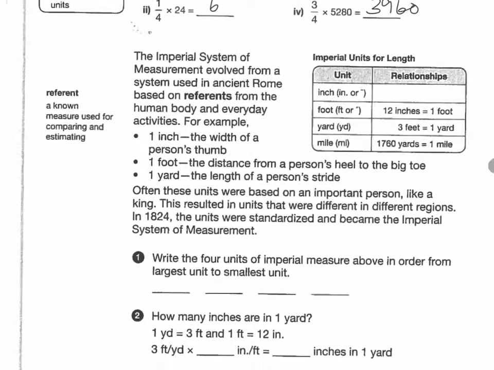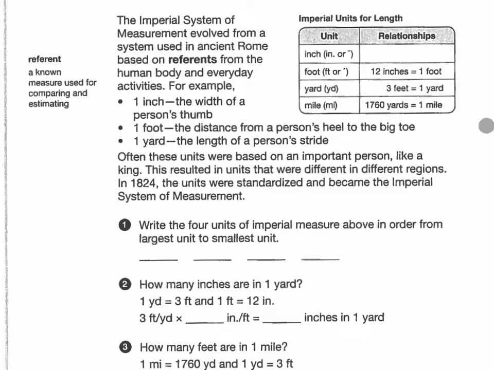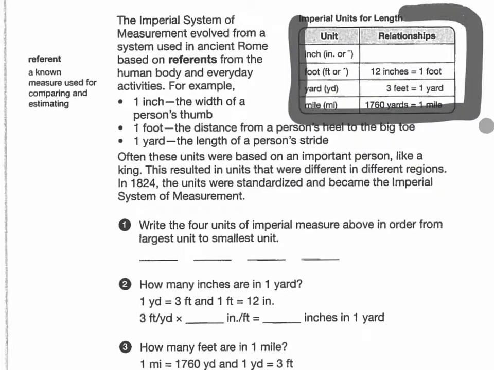So the imperial system of measurement evolved from a system used in ancient Rome based on references. References are a known measure used for comparing and estimating. They use references from the human body and everyday activities. For example, 1 inch was about the width of a person's thumb, 1 foot was the distance from a person's heel to big toe, and 1 yard was the length of a person's stride. So here are some imperial units for length that you should be aware of. Make note of that because you will use them.